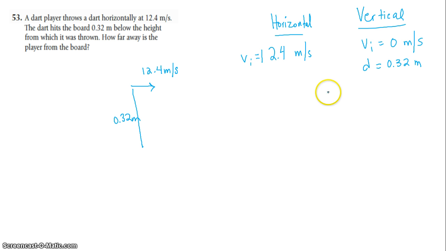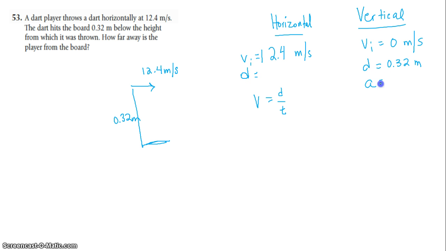What we're trying to find is how far away the player is from the board. So we're trying to find the distance, or in other words, the range, the horizontal distance that the dart player threw the dart. So as we know, we can find that horizontal distance if all we have is the velocity and the time. And we know that the horizontal and vertical components of velocity are linked through time.